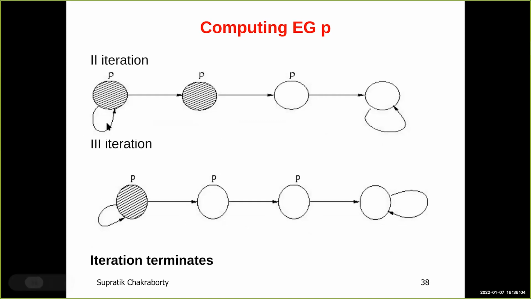And then you ask the same question, that now one step later, when can I see a shaded state? This again goes out, and only this remains. So that is finally the state which satisfies EGP. Indeed, there is a path starting from this state on which P always holds. There is another path starting from that state on which P does not hold, but that's okay because we were talking about EGP.